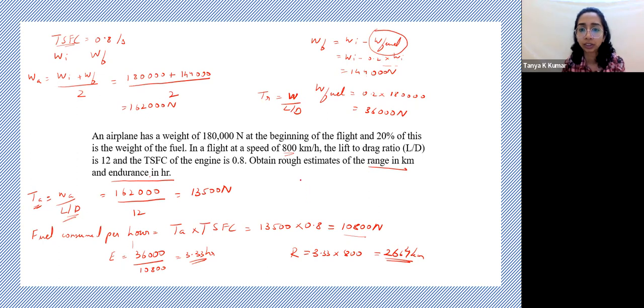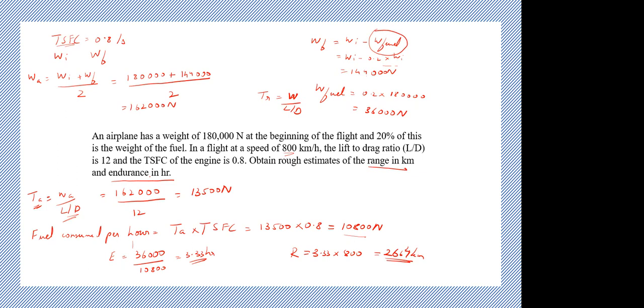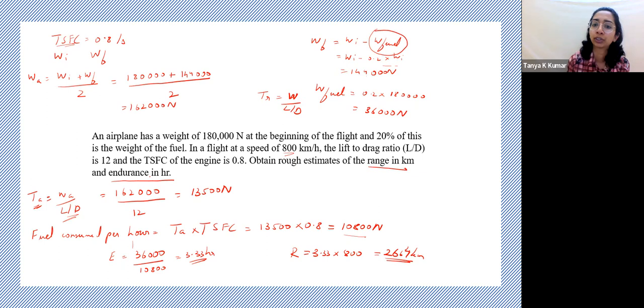Okay, so they've asked you for rough estimates of range. You can't find the exact range, right? We don't have all the properties here. We don't have the efficiency. We don't have all the other terms. So that is why they've asked you for a rough estimate.